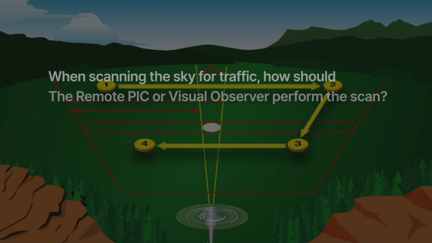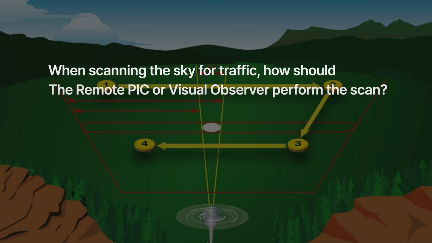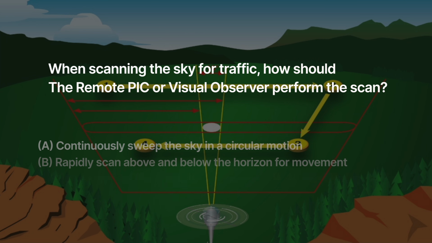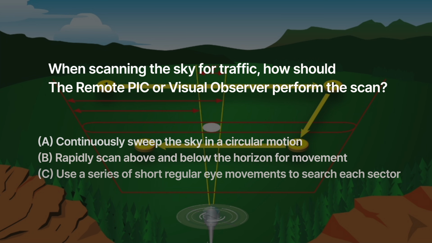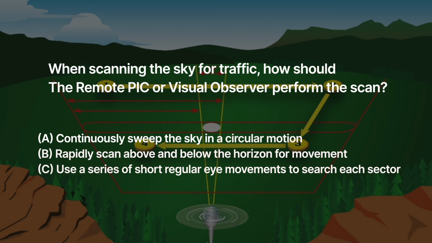So now let me show you what question they're going to have on the exam. When scanning the sky for traffic, how should the remote PIC or visual observer perform the scan? A. Continuously sweep the sky in a circular motion. B. Rapidly scan above and below the horizon for movement. Or C. Use a series of short regular eye movements to search each sector.